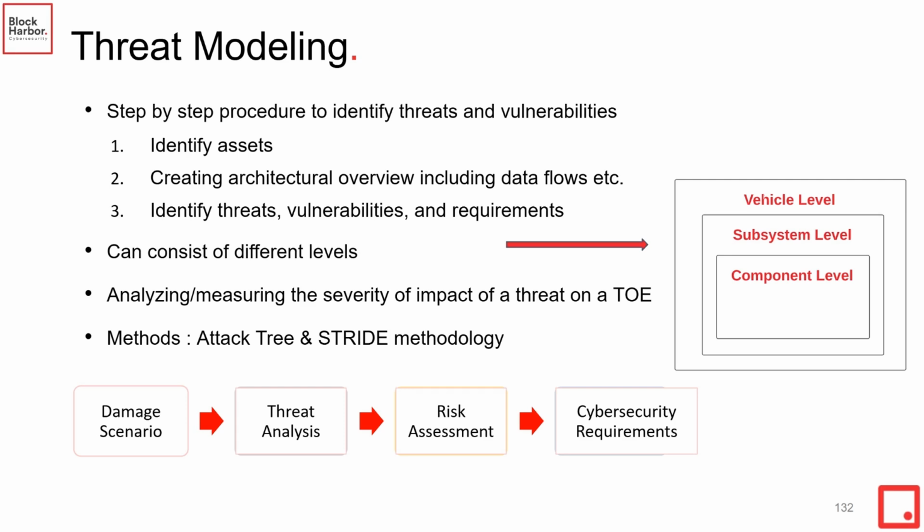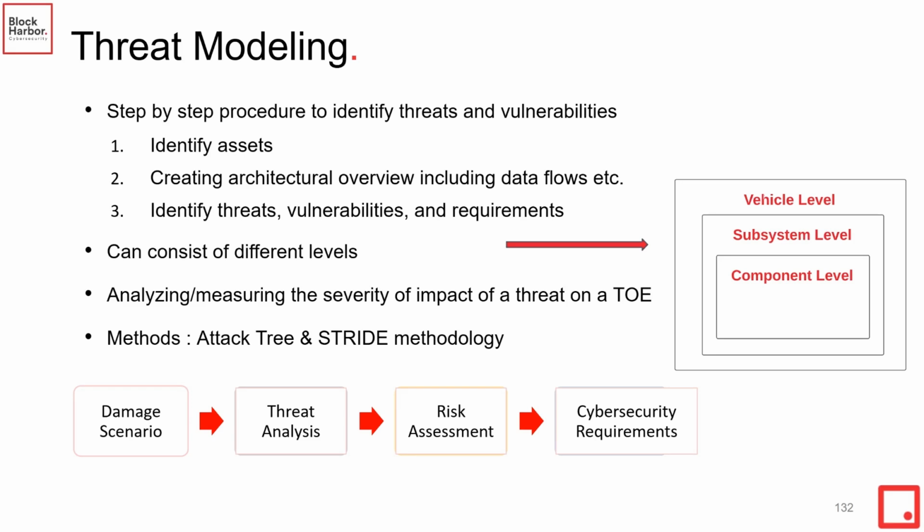Create an architectural overview. Next, we develop a comprehensive overview of the system architecture, including data flows, control flows, and communication channels. This helps us understand how different components interact and where potential vulnerabilities might exist. Identify threats and vulnerabilities. Using methodologies like attack trees, STRIDE, and sometimes leveraging open source threat matrices, we systematically identify potential threats to the system. This step involves analyzing possible attack vectors and entry points that could be exploited by attackers.